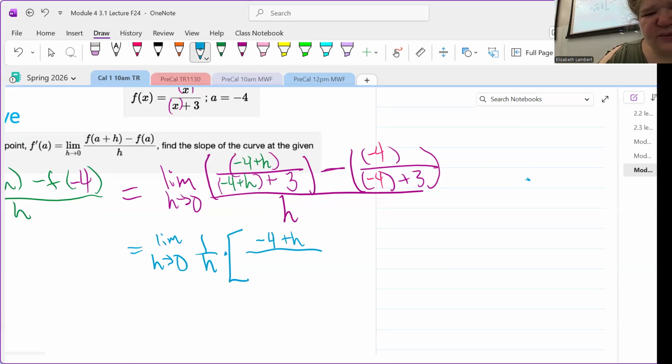So I have -4 plus h on top, -4 plus h plus 3 will be h minus 1, minus -4 on top, and then -4 plus 3 is -1. So that is just going to become a 4. So we'll have -4 there.